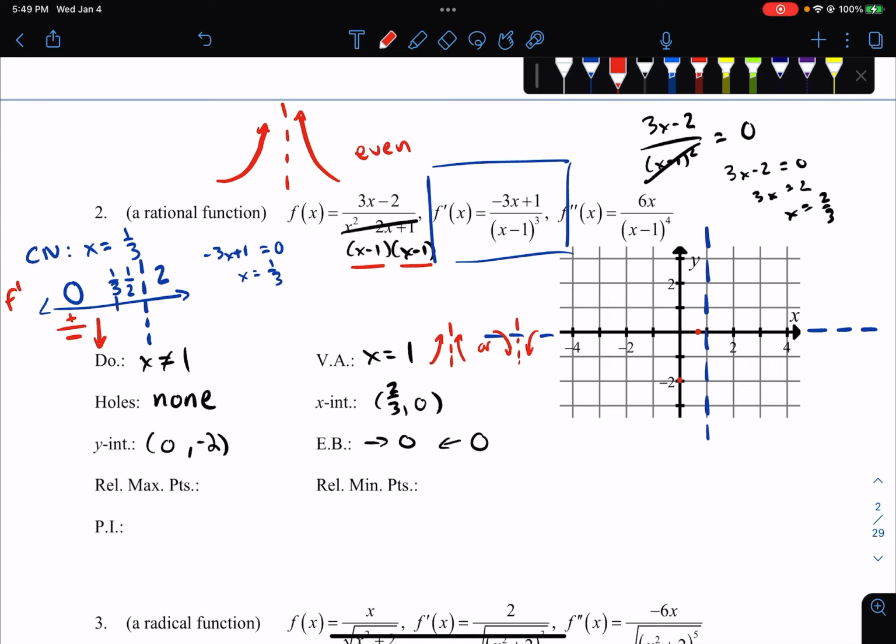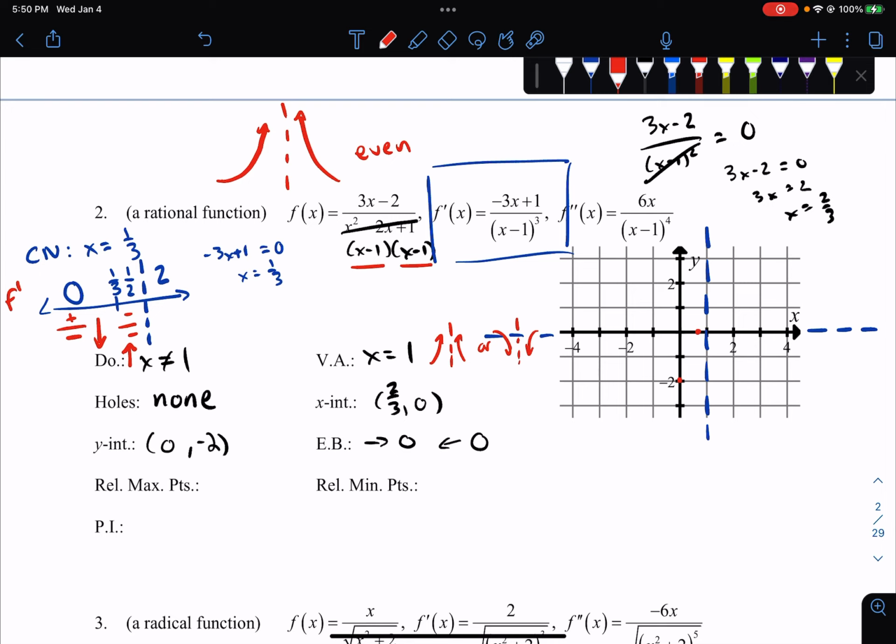If I plug in a half, on the bottom, a half minus 1 is a negative, so I still have a negative on the bottom. And on the top, negative 3 times a half is negative 1.5, plus 1 is a negative, so I end up with a negative over a negative, which means my function is increasing in between 1/3 and my asymptote.